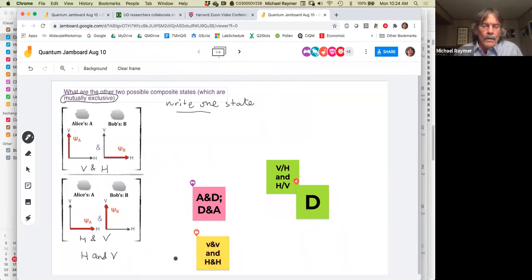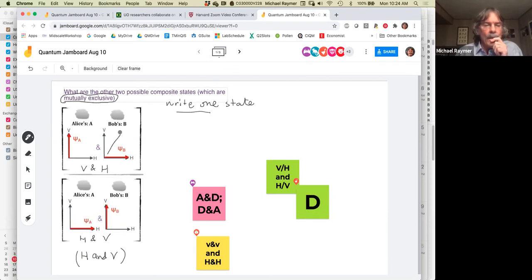Okay, so now we're getting somewhere. D is not correct. It has to be able to form something and something. And it's not D and A. Why not? Because we know that D is not mutually exclusive.